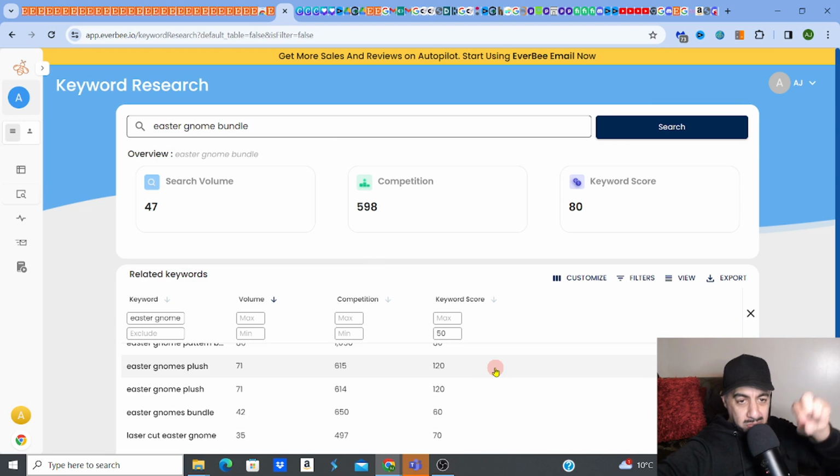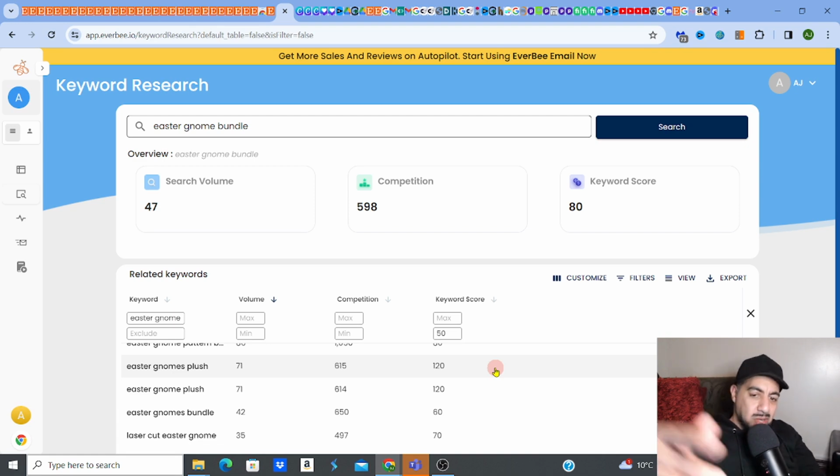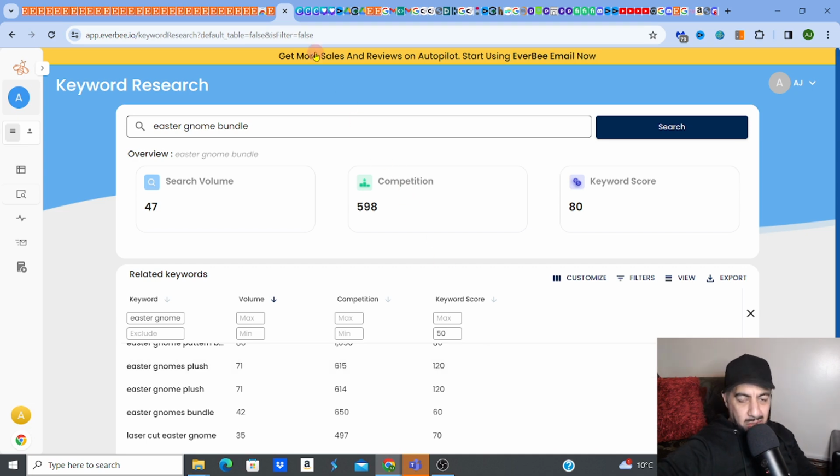It might be gnome Easter bundle, it might be Easter bundle gnome, and these are all different keyword, sorry, research search terms that people might type in, but yet they relate to the sort of gnome bundle idea. And this is what I'm trying to say, guys. So what you do is you find these nuggets by coming back to keyword research, looking at what sells, and then try to see something else that you could do using that.